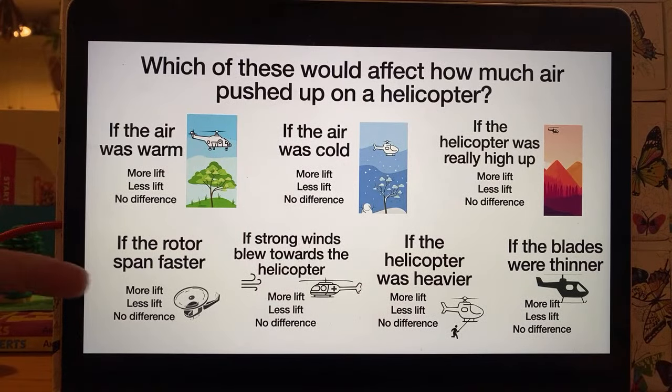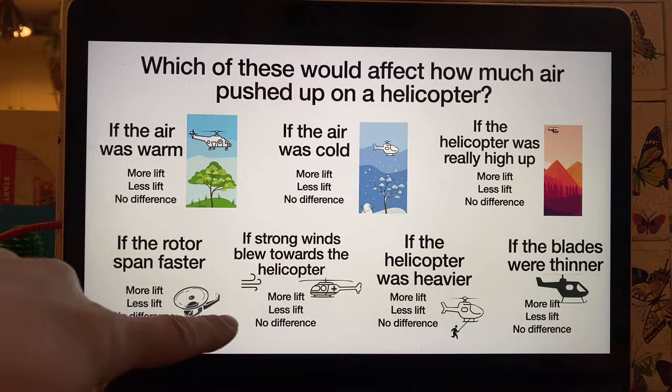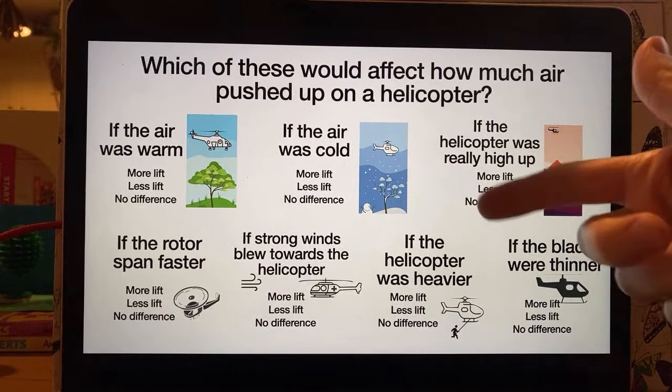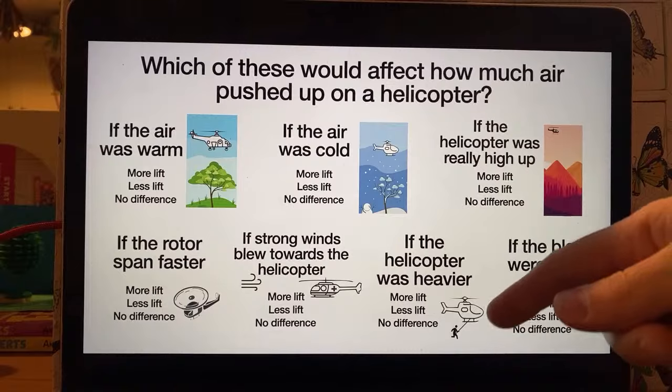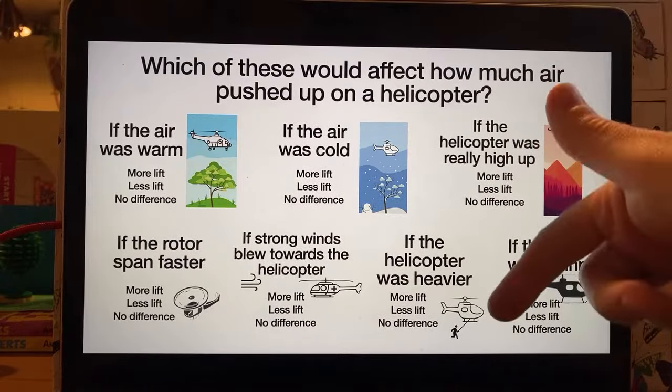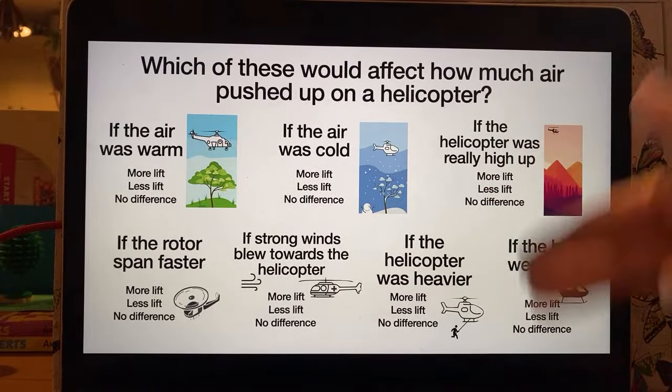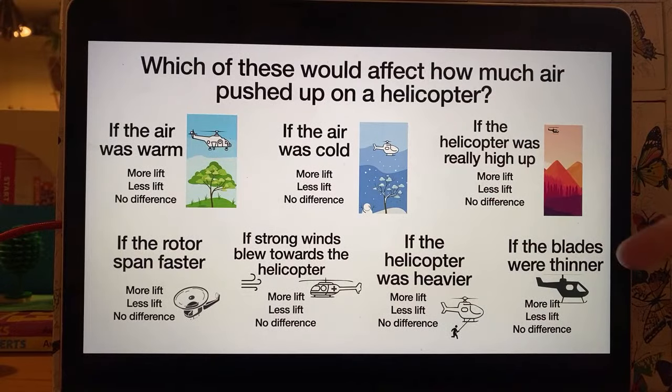If the rotor spun really fast, would that make more particles push up on it, or less, or no difference? If strong winds blew towards the helicopter, I think everyone got this one, and I didn't know it before I researched helicopters, would there be more lift or less, or no difference? If the helicopter was heavier, be careful here, if the helicopter's weight was more, would there be more air particles pushing up on it, or less, or no difference? And if the blades were thinner, what difference would that make?